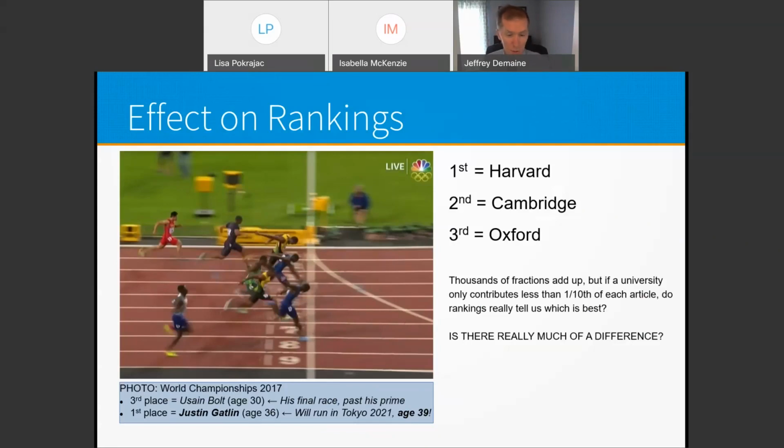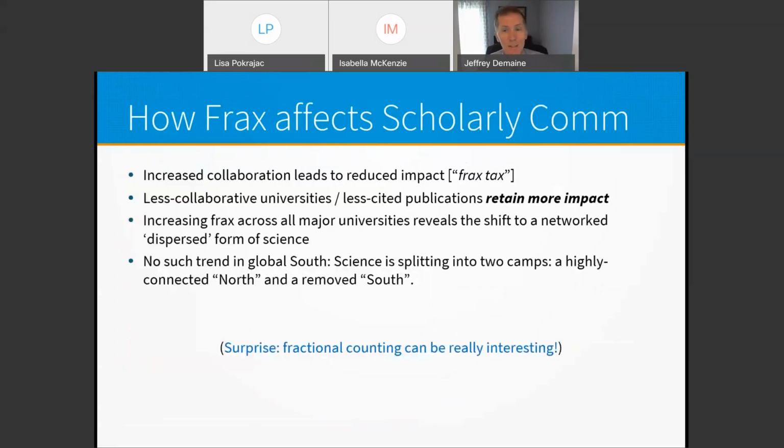Right. Another way to think about this, speaking of fractionalization, here we are, fractionalization of seconds. The difference between first place and third place in a 100-meter sprint comes down to milliseconds, and I think that's where rankings are going. We're going to have Harvard in first place, Cambridge in second, Oxford. It's always going to be the same order, but really we're talking about adding up tiny, tiny slivers of credit. If every article has 10 or 12 or 15 different universities attached to it, is there really much of a difference? No.